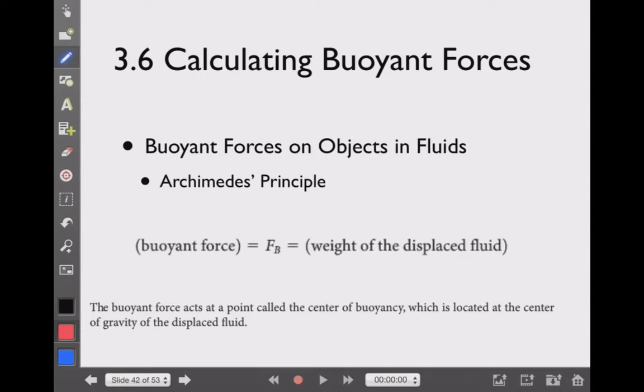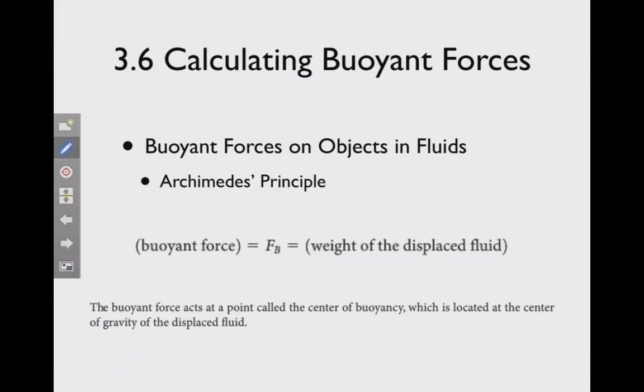The conclusion is that all objects and fluids, whether they're gas or liquids, have buoyant forces on them. And Archimedes' principle is the governing principle upon which we can understand buoyant forces. And the primary conclusion is that the buoyant force is going to equal the weight of the displaced fluid.